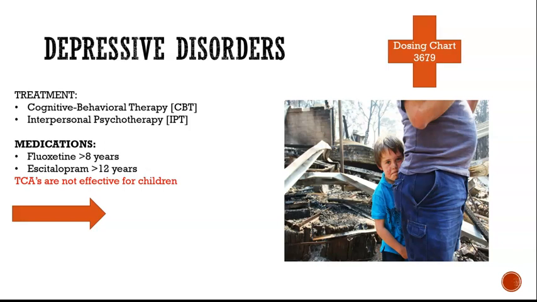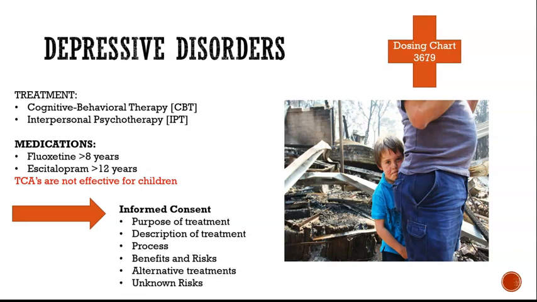Now, before you start a medication on a child, you do want to get informed consent. You also want to let the parent and the child know the purpose of the treatment, describe the treatment and what your plan is. What's the process? What are the benefits and risks of the medications? You always want to give them the side effects of the medications, and you want to document the side effects that you have told them about. You want to talk to them about alternative treatments and also unknown risks.